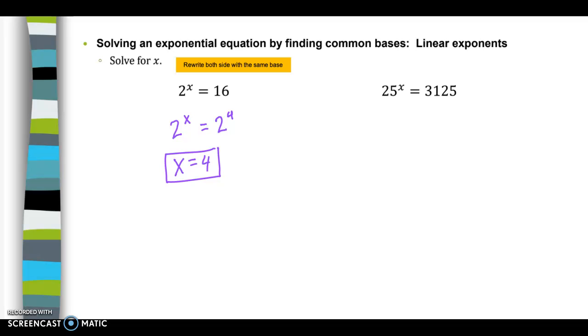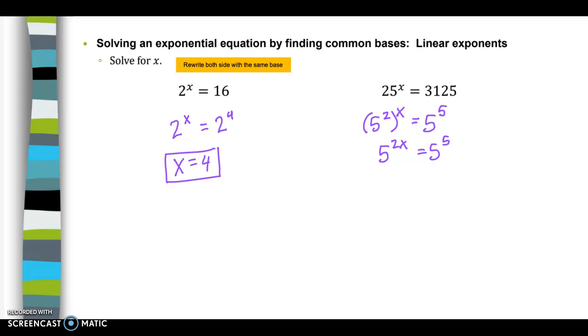For this next one, what would this look like? Well, 3,125 happens to be 5 to the 5th power. But 25 isn't to the 5th power, right? But we can make it that because 25 is 5 squared. And then this is raised to the x power. Now when we have an exponent raised to an exponent, we multiply the exponents. We get 5 to the 2x equals 5 to the 5th power.